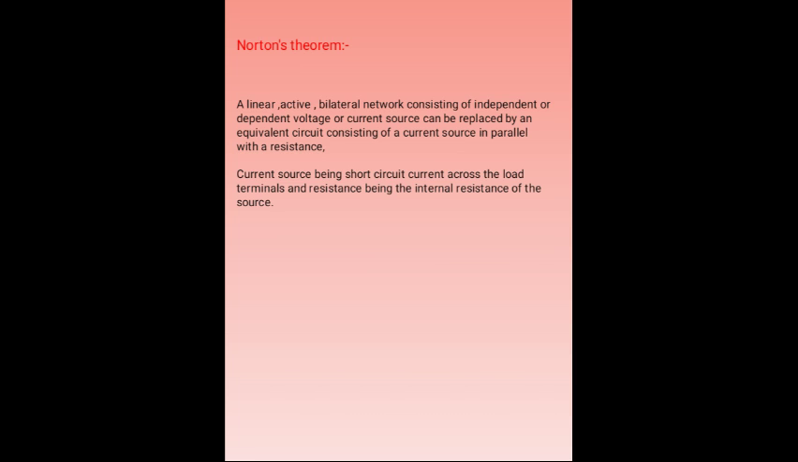So the statement of Norton's theorem is simply: a linear active bilateral network is replaced by an equivalent circuit which has a current source with parallel resistance. The current source is the short circuit current across the load terminals and the resistance is the internal resistance of the source. It means the value of the current source is obtained by shorting the load terminals, and the resistance is the internal resistance of the source network.